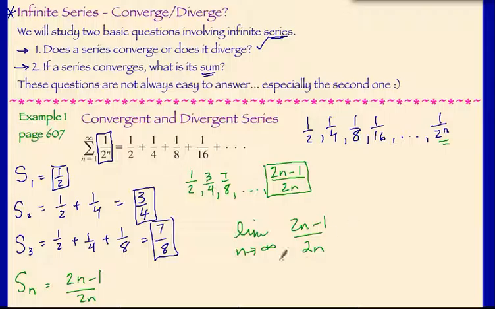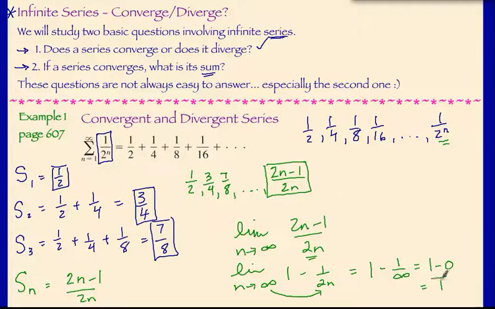Now I'm going to rewrite this. Since this is a monomial expression, I can rewrite this as 1 minus 1 over 2^n. And when I plug infinity in for n, this becomes 1 minus 1 over infinity, which as we know is 1 minus 0, which is 1. Therefore, the sequence of partial sums converges to 1, and therefore 1 is the sum of this series. If I added all of these numbers up to infinity, I would get 1.